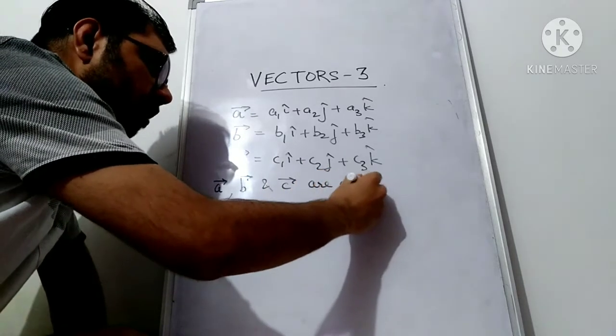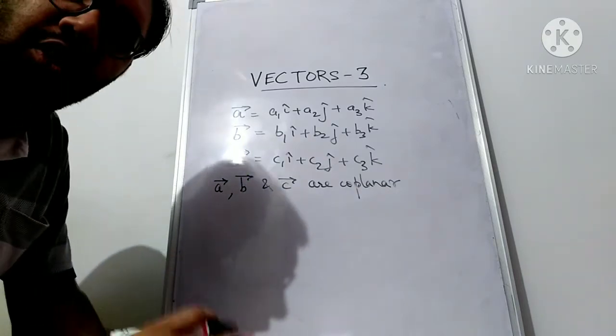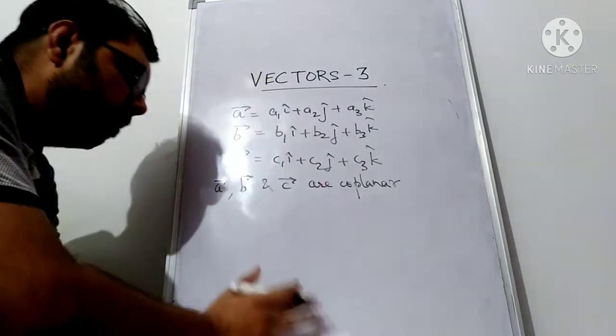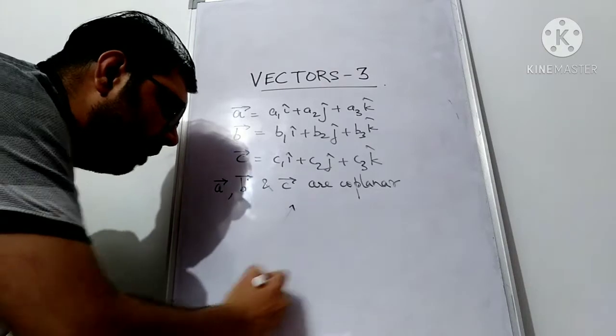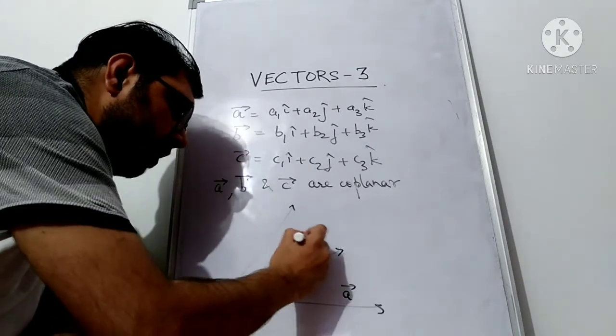So what does coplanar mean? Coplanar means that all these three vectors lie in a common plane. Like this is the plane of the board, so all these three vectors lie in this plane. So they are coplanar, a vector, b vector and c vector.